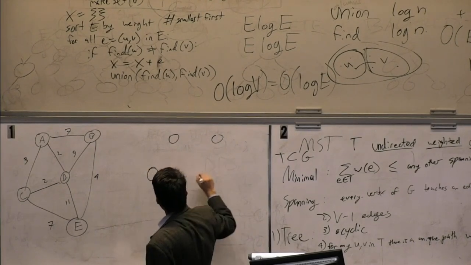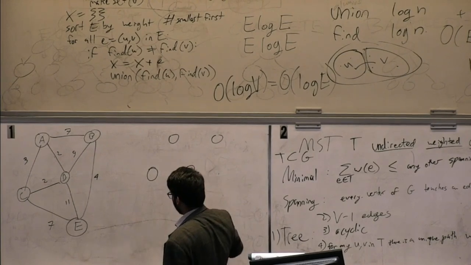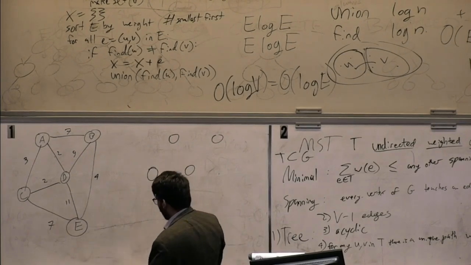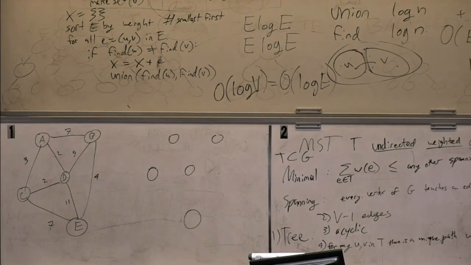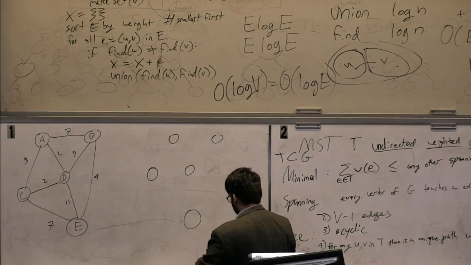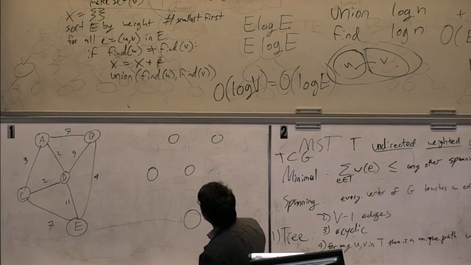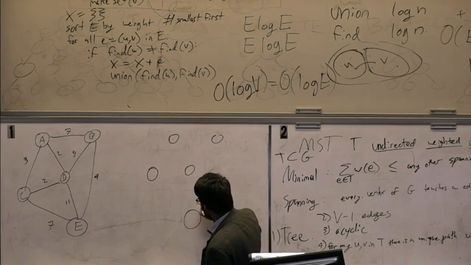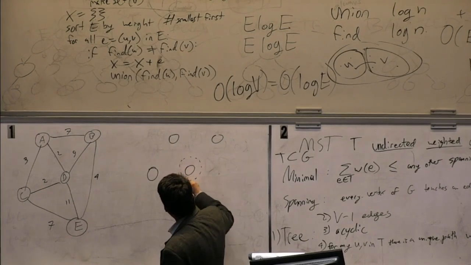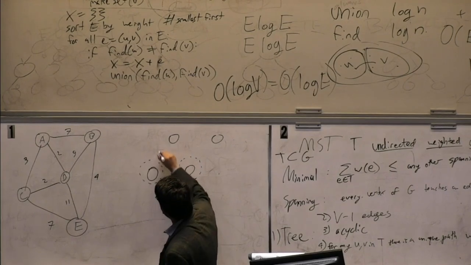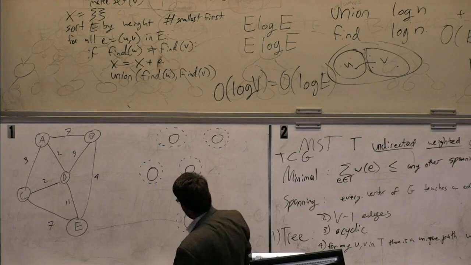So we begin the algorithm this way. And I'm going to do each step of the algorithm with a different color. So first we run make set on each vertex V. So each vertex is going to be in its own bubble. This is the initialization part of the algorithm.